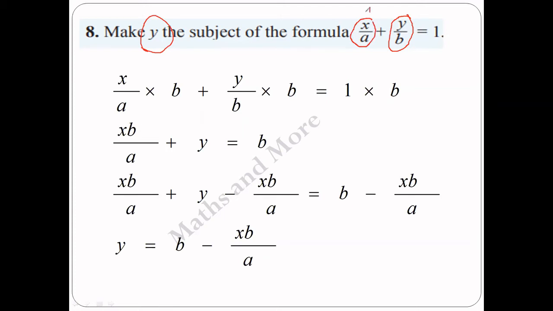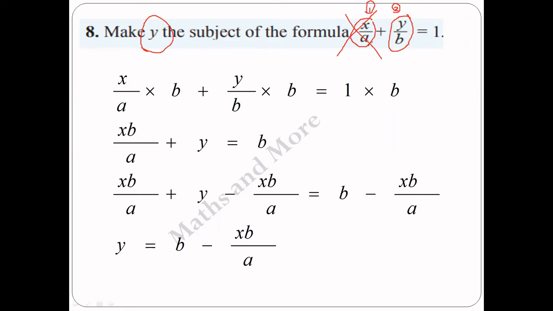That is the first term. Terms are separated by the addition sign. So the second term is Y over B. There are 2 terms in the left hand side. Only 1 term in the right hand side. That is the subject. You want to make Y the subject. That means you have to keep Y over B here. Remove X over A. Then only you can keep Y over B here.